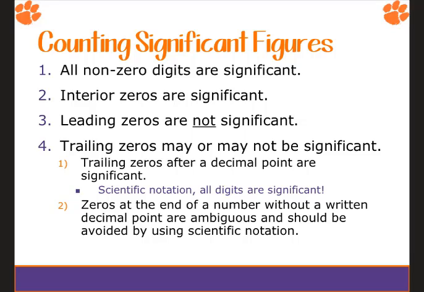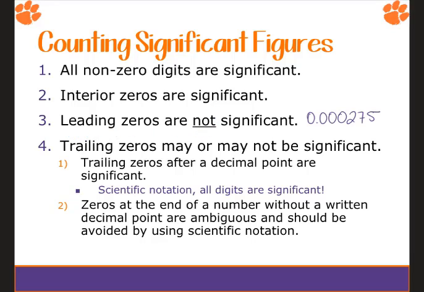So essentially what this means is if you have zeros in a number sandwich, we count them as important or significant. So if you have numbers like 101, the 0 is in between 2 non-zero numbers, so we count it as significant. Again, with 2009, these zeros are sandwiched in between 2 non-zero numbers, so we count them both as significant. The third rule is that leading zeros are not significant.